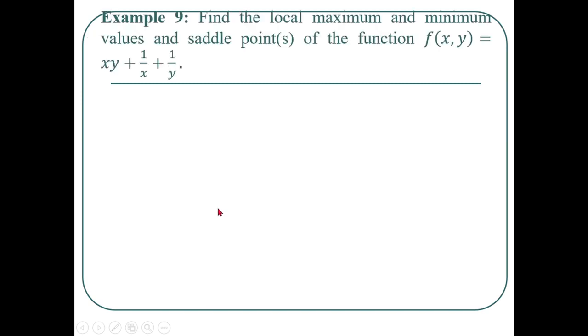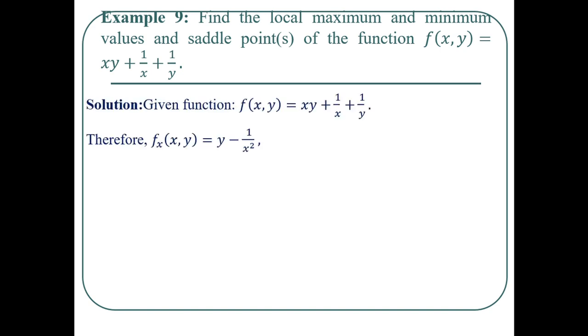Next example, find the local maximum and minimum values and saddle points of the function f(x,y) is equal to xy plus 1/x plus 1/y. Similar to the previous problem, we first of all find the partial derivatives of f(x,y) with respect to x and y, that are fx at (x,y) is equal to y into derivative of x, which is 1, that is 1 into y, that is y. Derivative of 1/x is -1/x square, and 1/y is independent of x, so its derivative will be 0.